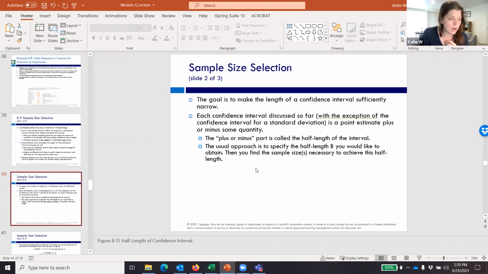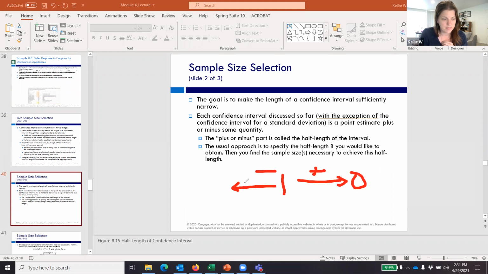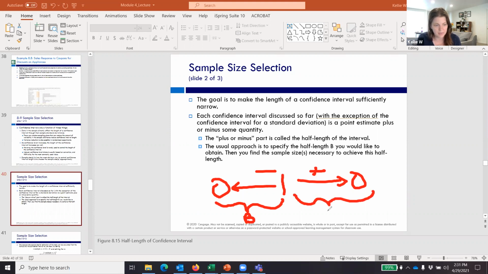We've been talking about our point estimates so far as some value plus or minus some other value. This value right here is the half length of the interval, and we'll call it B. So the total interval is 2B, but when we say the mean is 10 plus or minus 2, 2 is the half interval. If we want to change that 2 and make it smaller, we have to increase our sample size.